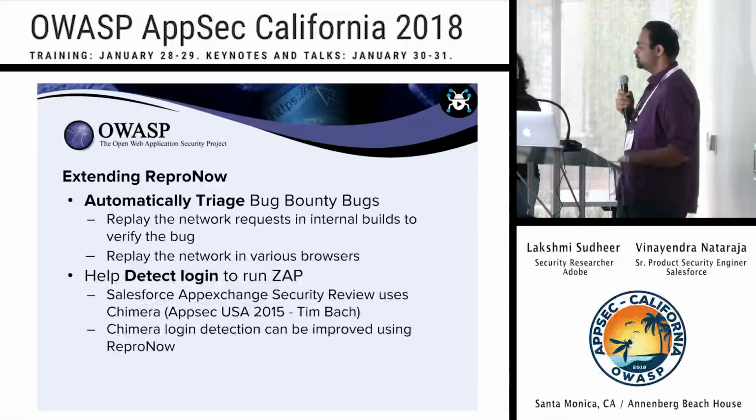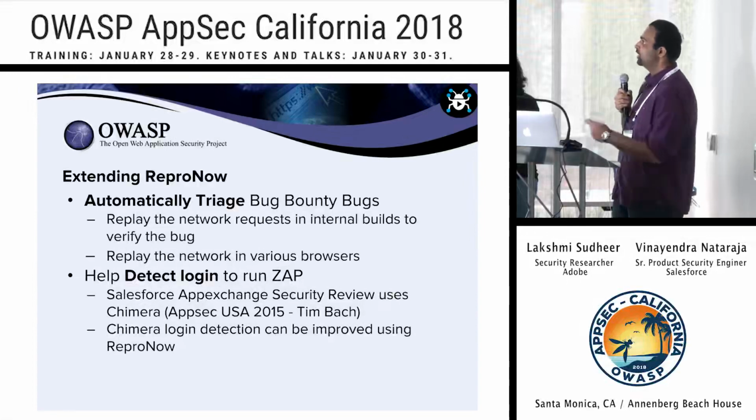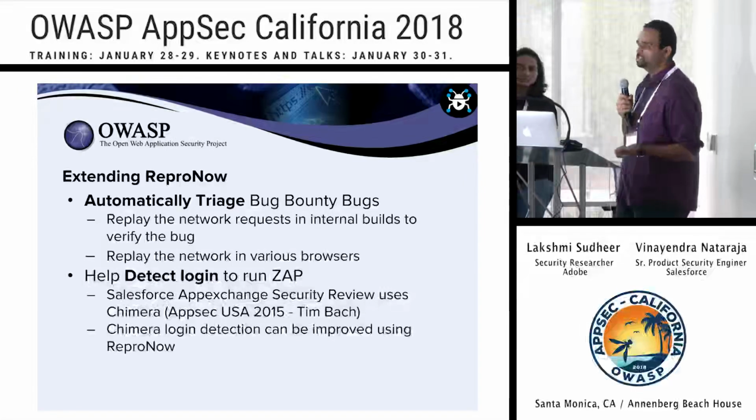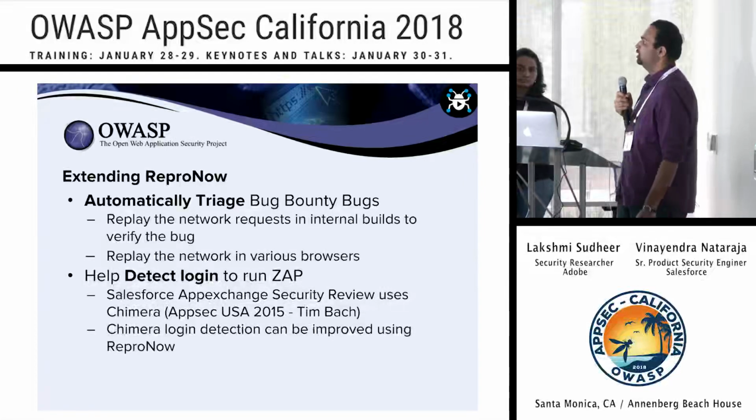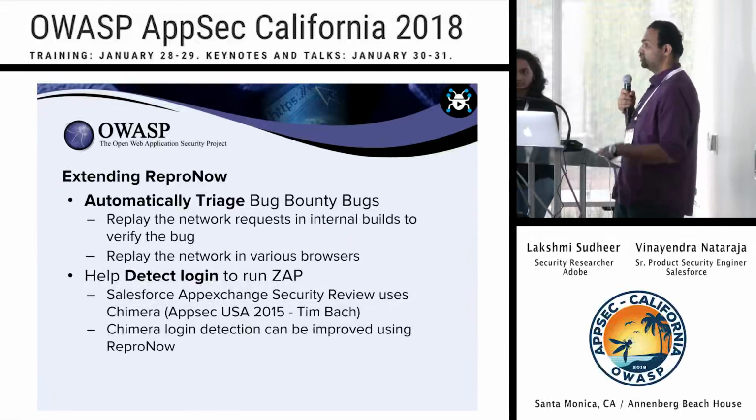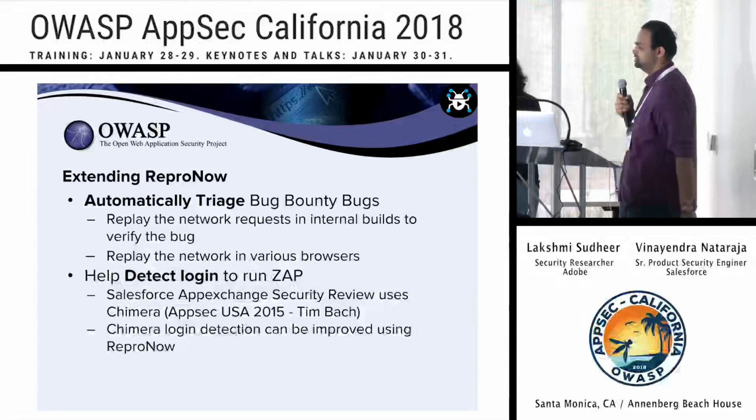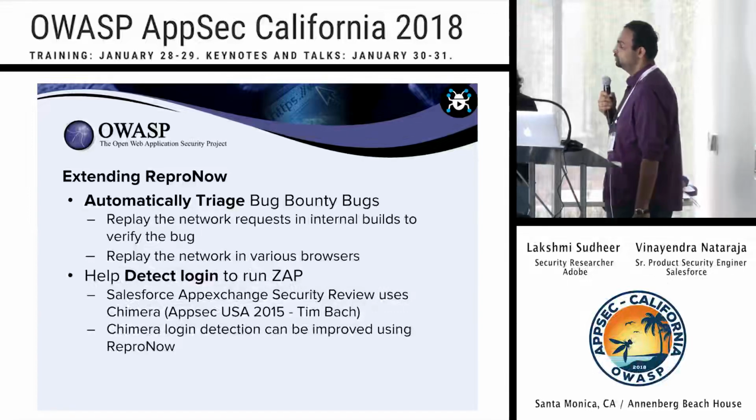Also, I know that most of the security researchers only have access to the production instance and do not have access to staging or maybe a QA instance. So if you have this network interaction and you want to test if the bug has been fixed after the developer has fixed it, you could replay the same network in your QA instance or your own staging instance and find out if the bug is valid or not. And you could also replay it in multiple browsers and check if it works in other browsers as well.